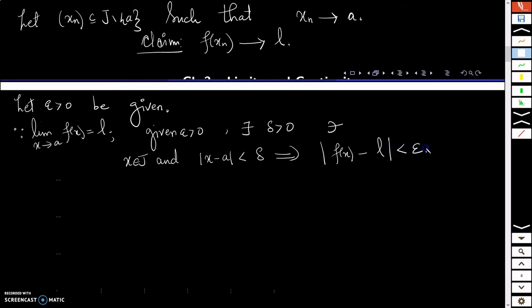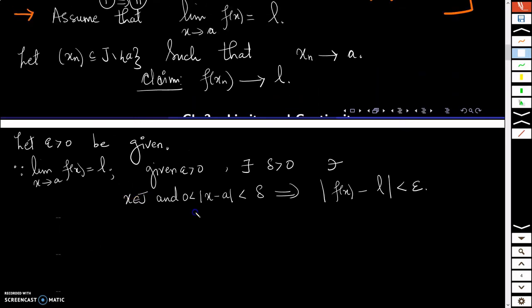This is by the definition of limits that we discussed in the last session, right? So you give me any epsilon positive. For this epsilon positive, I have found a delta positive such that whenever |x − A| is less than delta, |f(x) − L| will be less than epsilon, where the point x is from the set J, that's the interval in R, right?